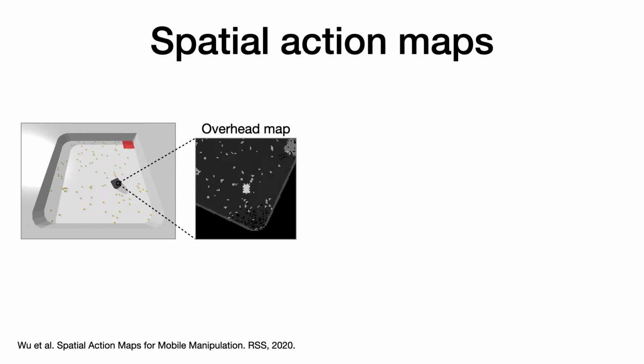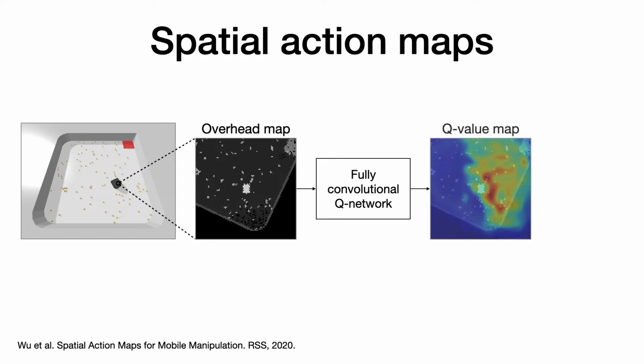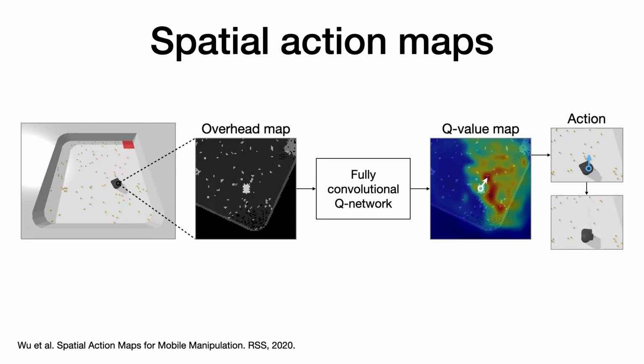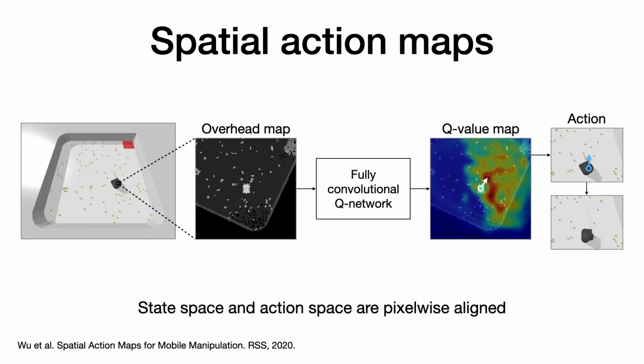Spatial action maps is a framework for learning mobile manipulation. In spatial action maps, a fully convolutional Q network is trained using deep Q-learning to take in overhead image observations and output a dense Q value map from which the best action is selected and executed. A key benefit of this approach is that image observations and Q value maps are pixel-wise aligned. This allows us to learn vision-based policies with actions that are directly anchored on visual features of the scene, such as piles of objects.